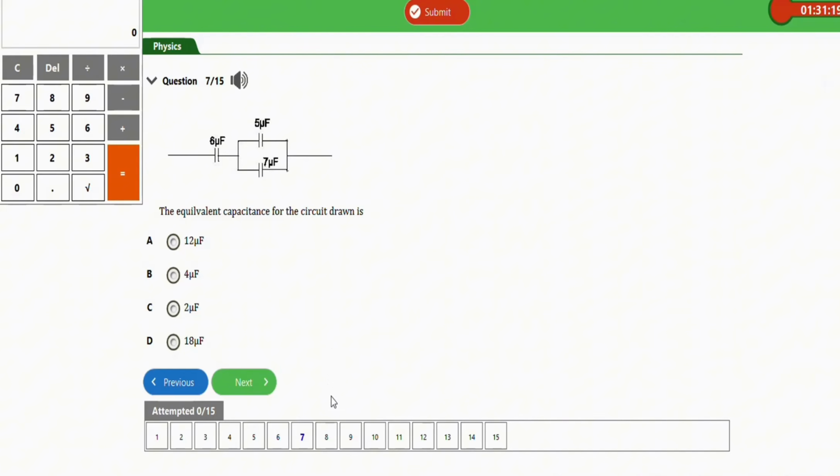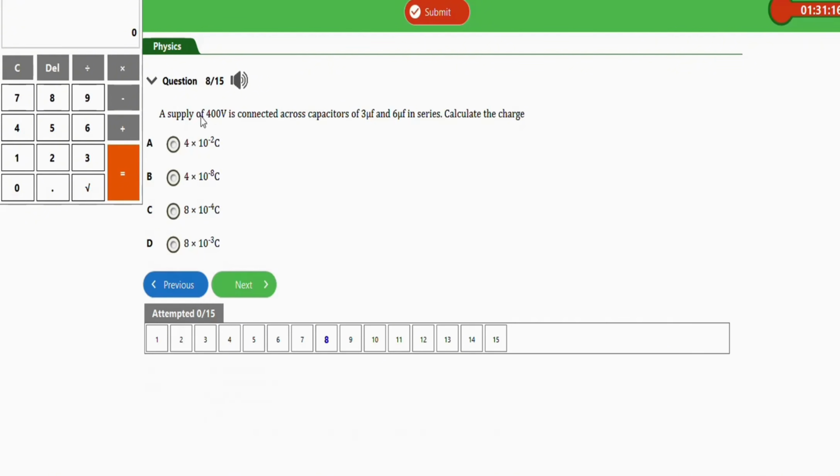So the next repeated question will be this one. It says a supply of 400 volts is connected across capacitors of 3 microfarad and 6 microfarad in series. Calculate the charge. Okay, so calculate the charge. We're going to basically make use of this formula: capacitance equals charge over voltage. So we have a series connection here for the capacitors.